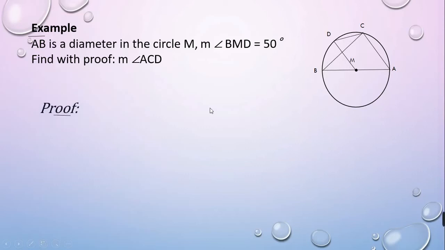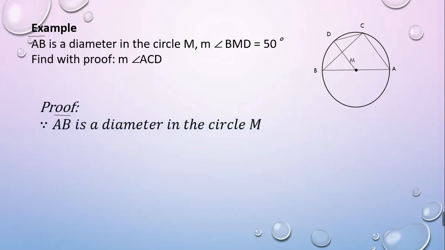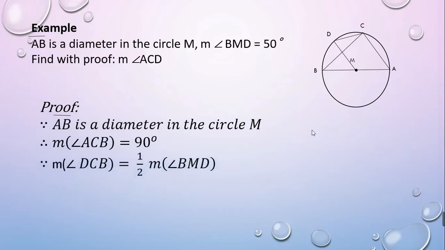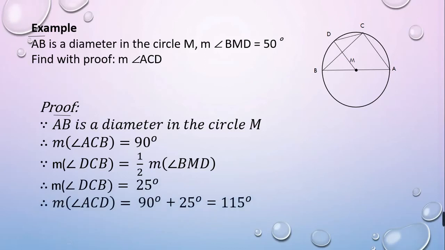So let's go to the proof. Since AB is a diameter in the circle M, therefore measure of the angle ACB equals 90 degrees. And since measure of the angle DCB equals half the measure of the angle BMD, measure of the angle DCB equals 25 degrees. Angle ACD is divided into two angles, ACB plus BCD. So measure of the angle ACD equals 90 degrees plus 25 degrees equals 115 degrees.